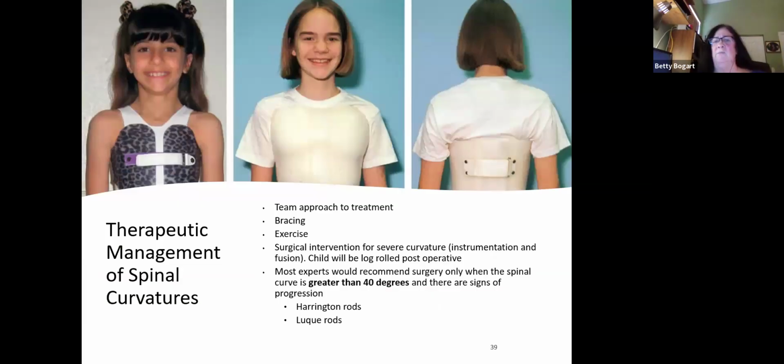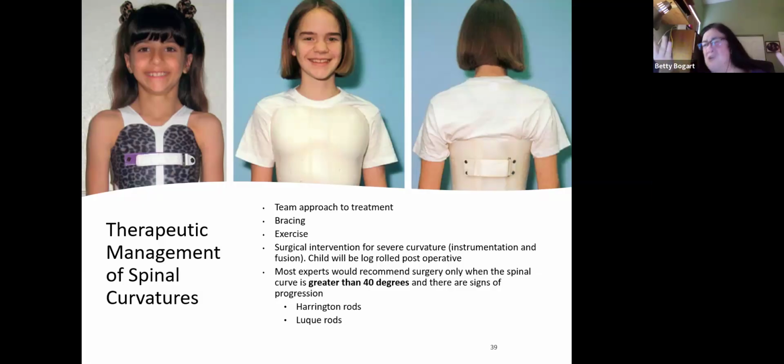So you've got a child, pre-adolescent growth spurt, who's got an S-shaped curvature of the spine. There's 2 different ways to treat scoliosis. One is medically and the other is surgical. Now, when does it become surgical? When the spinal curve, they call these curves in degrees, is more than 40 degrees, they need to do a surgical intervention.